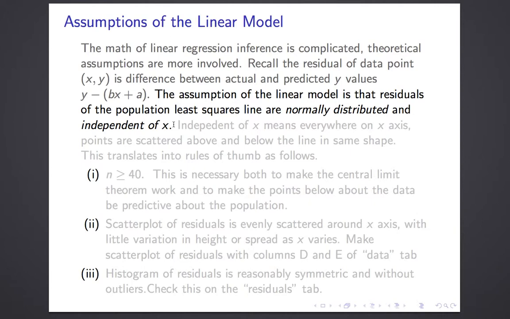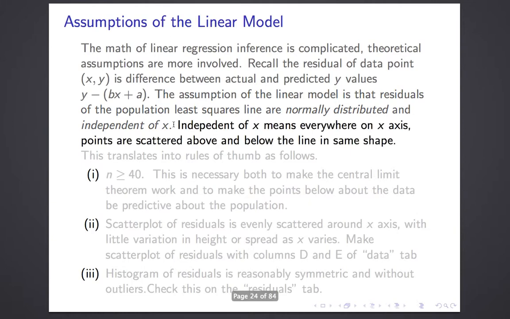Normally distributed, you know what that means. Independent of x means anywhere you look on the x-axis, as you slide along the x-axis and look at how the points are distributed above and below the line, it doesn't vary. They're as likely to be above as below. They don't get more or less spread out. They remain a constant shape in how they're scattered around the line. That assumption is about what happens in the population, which of course we have no direct access to.